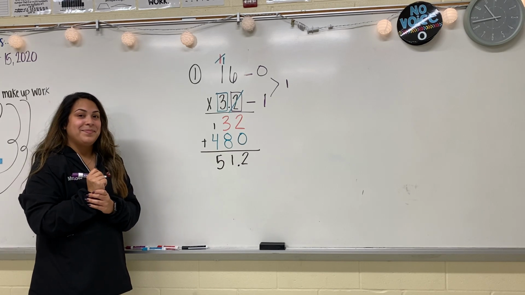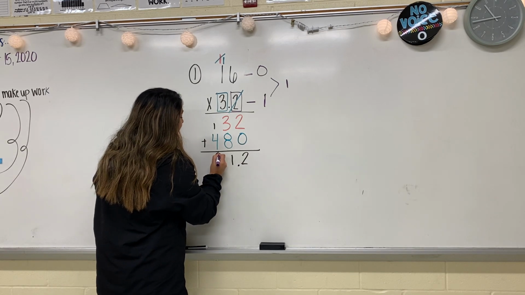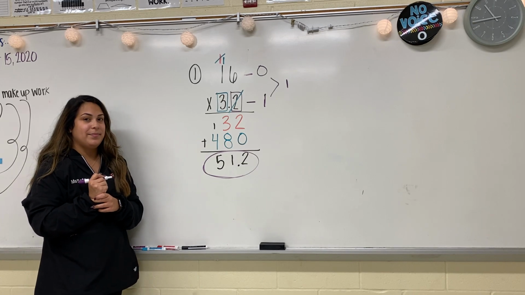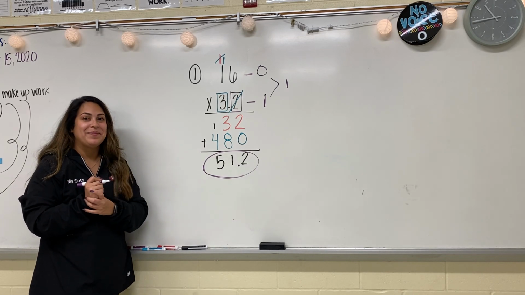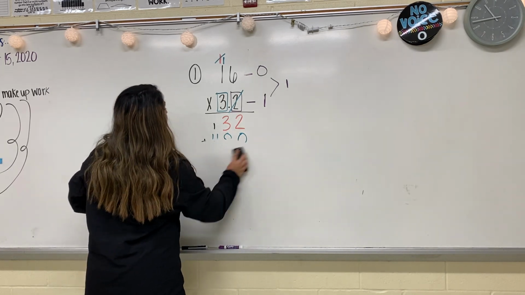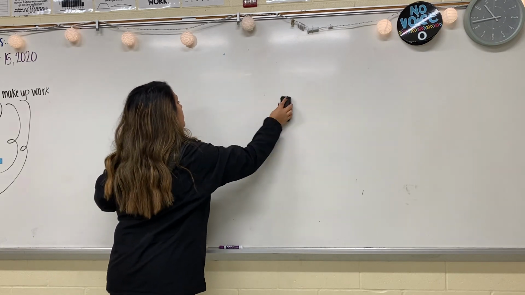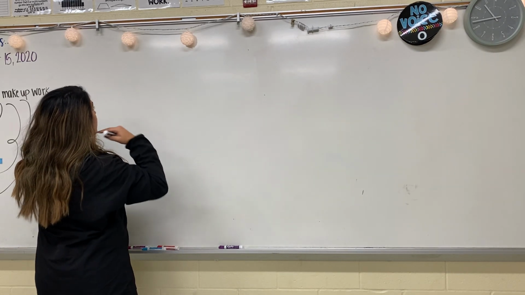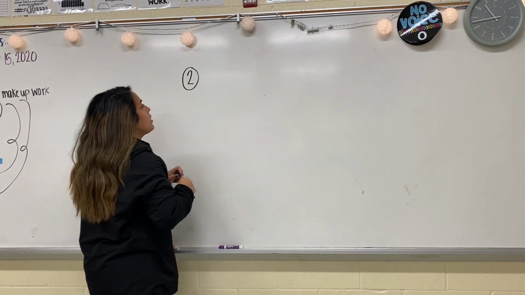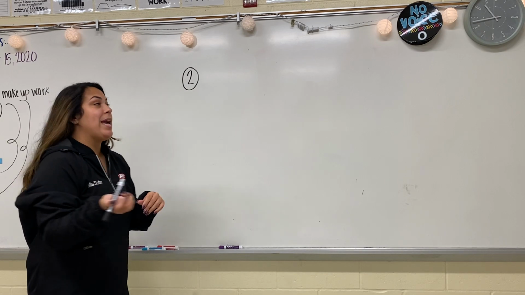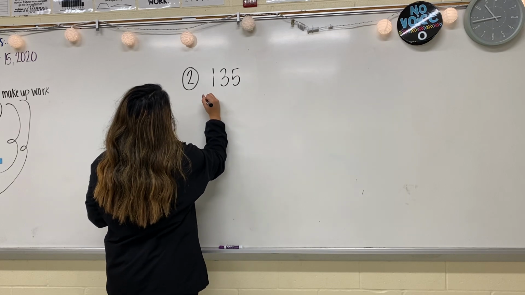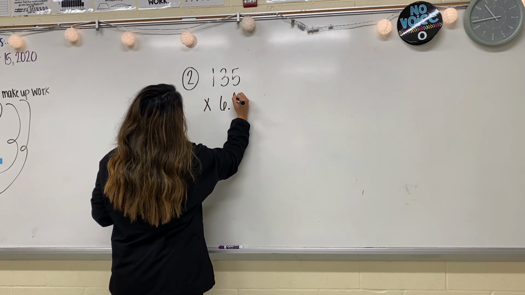So our answer is 51 2/10. You're going to do another one like this. All right? Another one. All right, so this is number 2. Let's say we have 135 times 6.2.